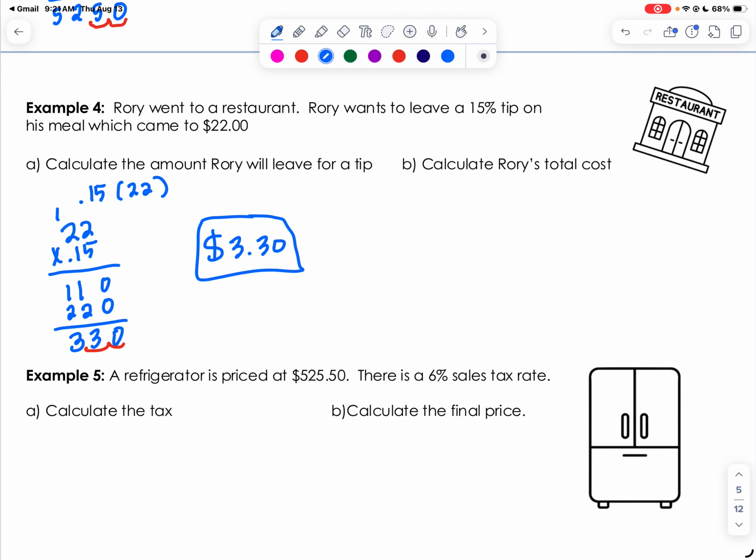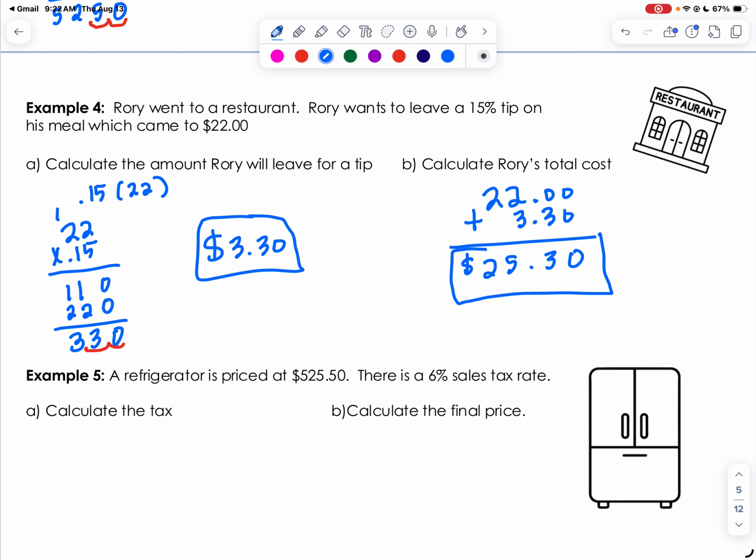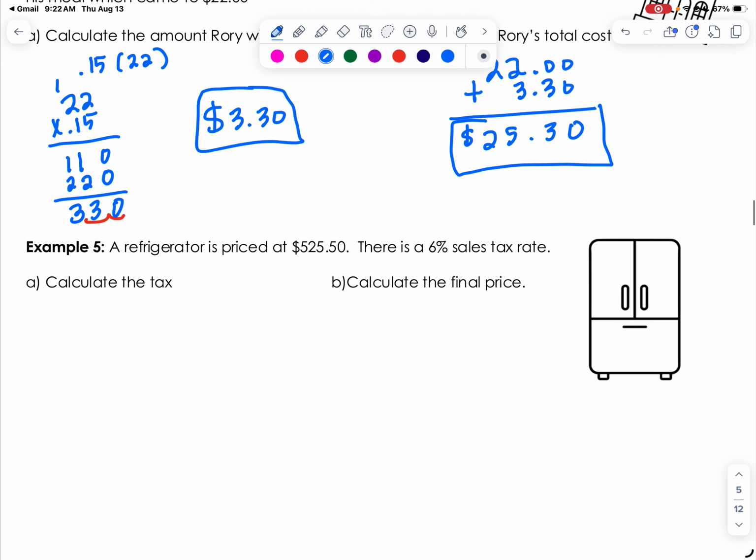Now, to calculate Rory's total cost, he has to pay for his meal, which is $22, and he's going to add on the tip, which is $3.30. So when I add that together, the total cost would be $25.30. All right, example 5.